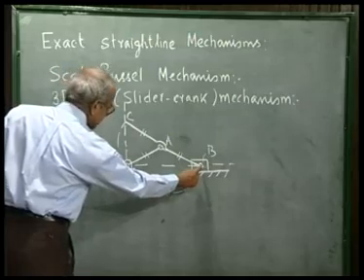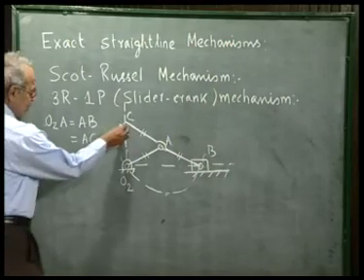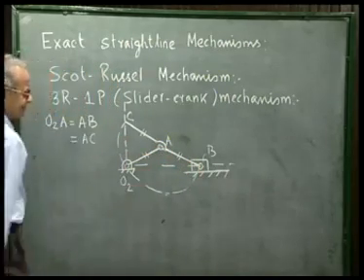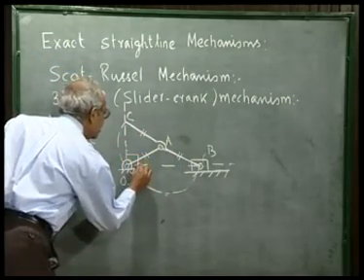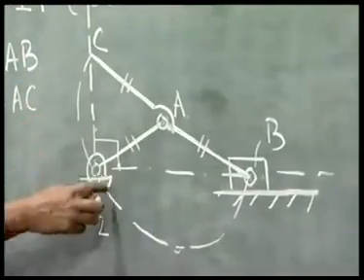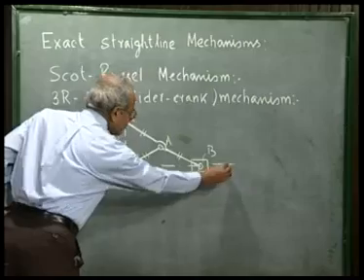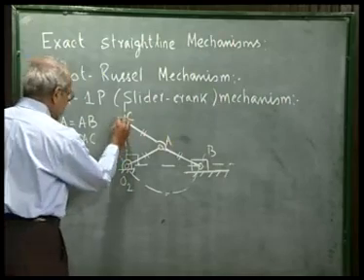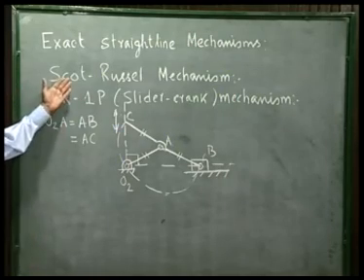That means these three points, namely B, O2 and C, will always be equidistant from the point A. So we can always draw a circle passing through these three points, namely C, O2 and B, whose center is at A. Now, as this is a semicircle, this angle will always be 90 degrees. The angle between the line O2B and O2C is always 90 degrees because this is the angle on a semicircle. Therefore, if the line O2B remains horizontal, the line O2C will always remain vertical. That is, the point C will move along this exact vertical straight line. So this is what we call Scott-Russell mechanism.